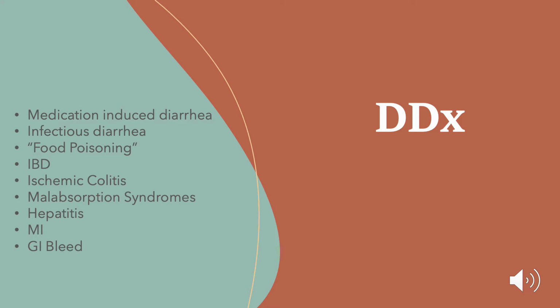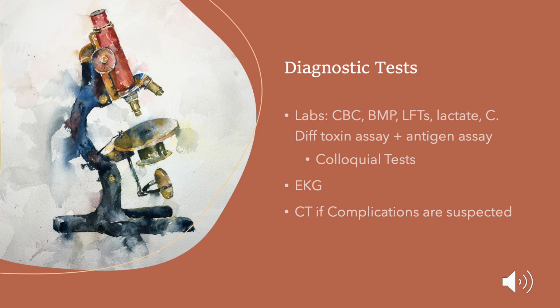The differential diagnosis for C. diff could be a tricky one because it includes medication-induced diarrhea as well. It also includes other types of infectious diarrhea or food poisonings, IBD, ischemic colitis, malabsorption syndromes, hepatitis or gallbladder pathologies, MI, or GI bleed. As always, you'll want to tailor your diagnostic tests to the differential you've created.